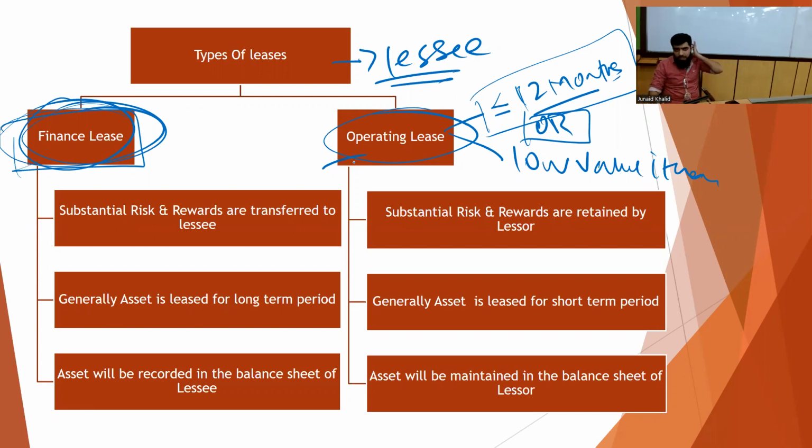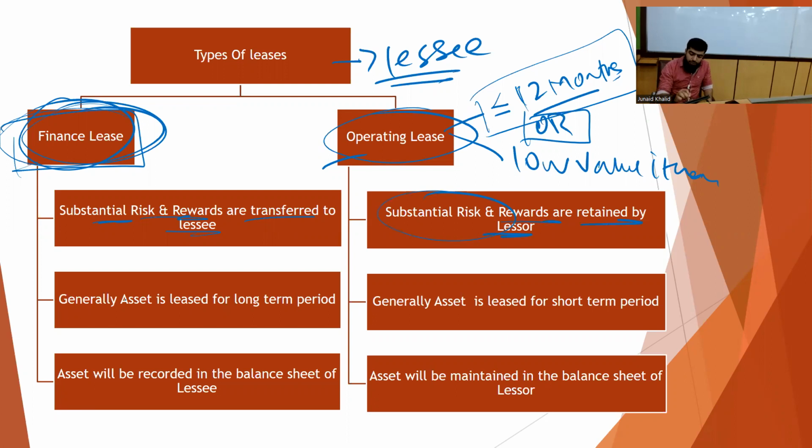Now, on a layman's ground, what is the difference between the finance and the operating lease? Under the finance lease, substantial risk and rewards are transferred to the lessee. Remember, the lessor is the one who gives the right to use the asset, and the lessee is the one who has the right of use. So if the major risk and rewards are transferred to the lessee, that is known as a finance lease. While in the operating lease, substantial risk and rewards are retained by the lessor.